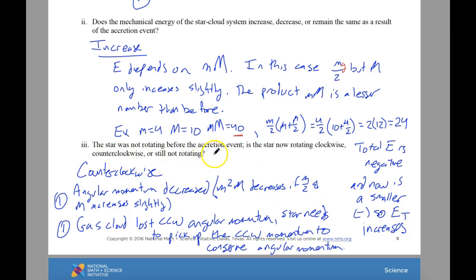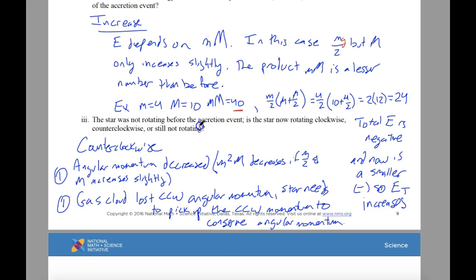If the star wasn't rotating before the accretion event, so accretion is when that star picks up the mass of the gas cloud, is the star now rotating clockwise, counterclockwise, or not rotating? It is going to rotate counterclockwise. And it's because if you saw as that gas cloud went into the star, so here's the star, as that gas cloud went in, the angular momentum decreased. So the m squared times m decreases if your m over 2 and your M increases slightly. So that gas cloud lost angular momentum in that counterclockwise direction.